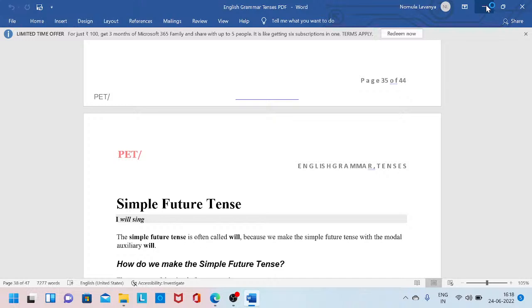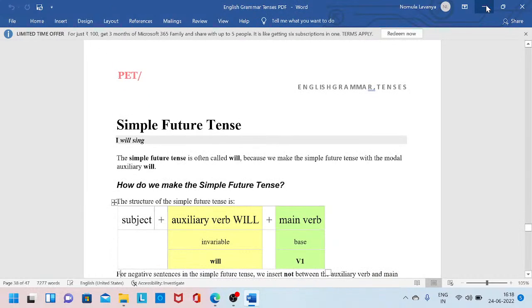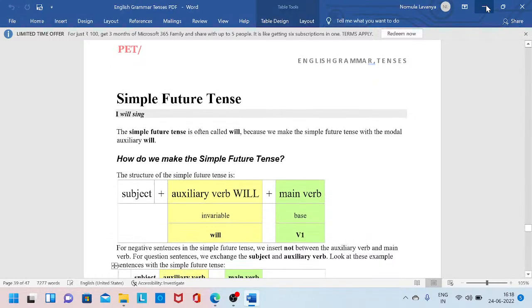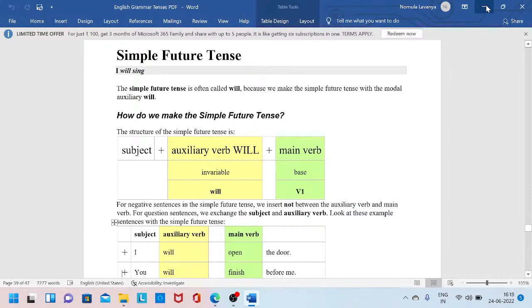So here we have an equation: subject plus auxiliary verb "will" plus main verb. The auxiliary verb is "will" and the base form is V1. In the past tense we used the verb 3 formation, right? In future tense we will be using the verb 1 formation. For the negative sentence, as usual, we insert "not" between the auxiliary verb and the main verb. For question sentences, we exchange subject and auxiliary verb.